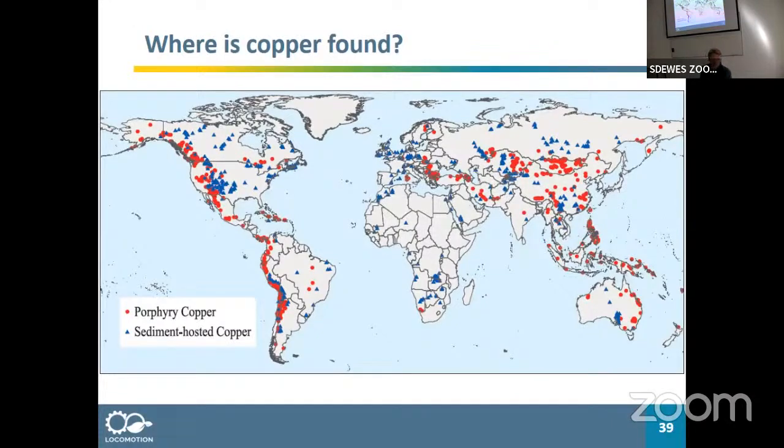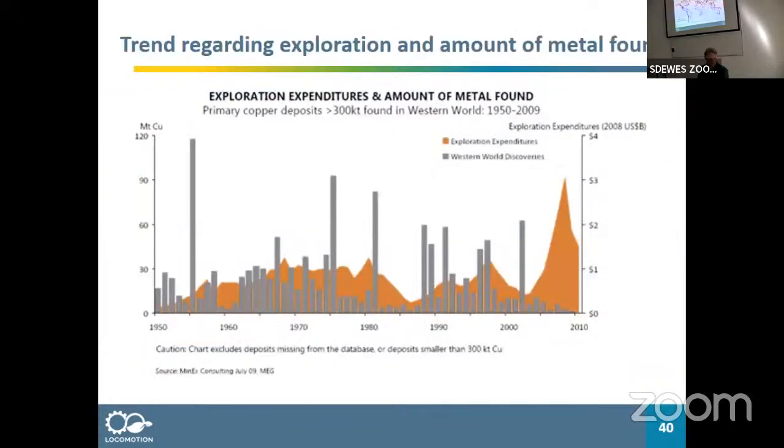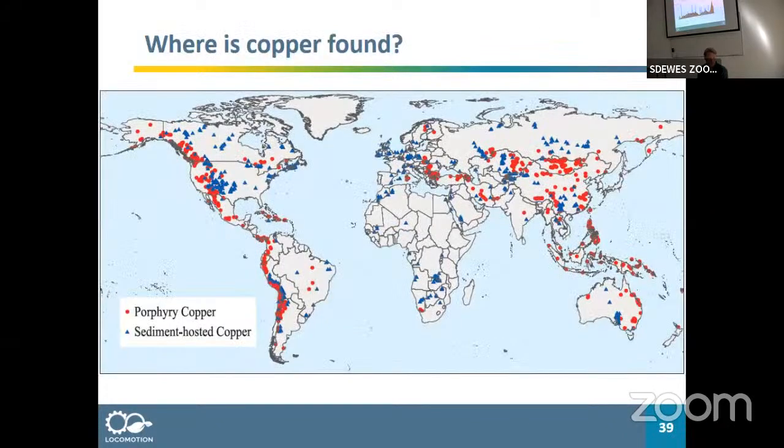Different kinds of resource grades, of course, and now it is mainly mined in South America. That's one of the biggest producers. Chile accounts for 33% of the world's production.